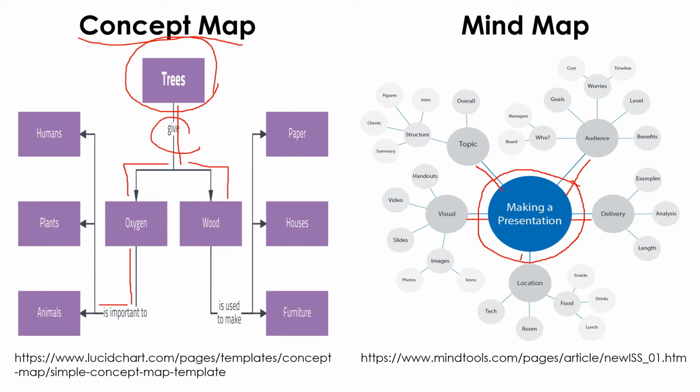We can see the same thing happening as the concept map moves down. Oxygen is important to animals, plants, and humans. On the other side, we have here wood is used to make furniture, houses, paper.